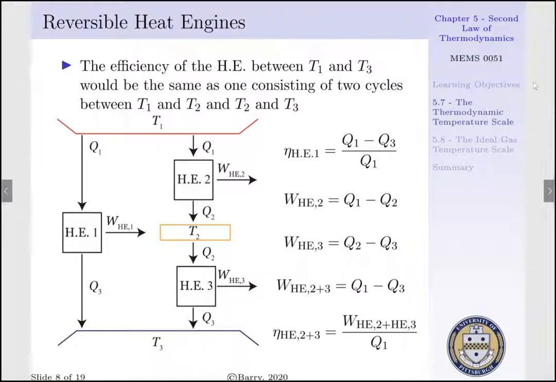The efficiency of our first heat engine, HE1, that exists between T1 and T3, will be the same as our system of two heat engines existing between T1 and T2 and T2 and T3. That is, the efficiency of our first heat engine, eta HE1, would be Q1 minus Q3, which is the work of our first heat engine, per Q1. The work of our second heat engine is Q1 less Q2. The work of our third heat engine is Q2 less Q3. The work of those two heat engines combined is Q1 less Q3. Therefore, the efficiency of those two heat engines is Q1 less Q3 per Q1, which is the same as our first heat engine.